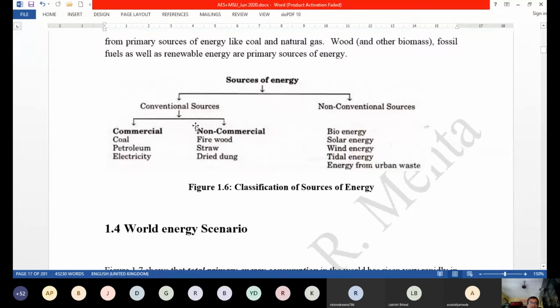In conventional, commercial and non-commercial. In commercial, you have coal, petroleum, electricity. Non-commercial, the firewood, straw, dried dung, etc. Non-conventional energy sources are also listed here.